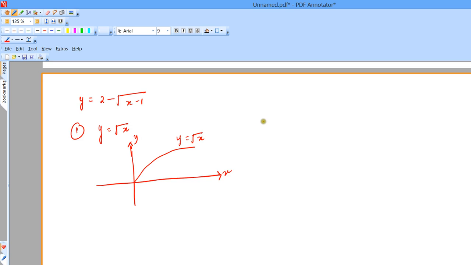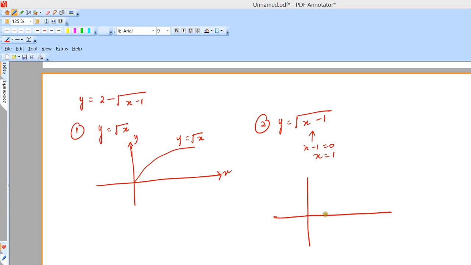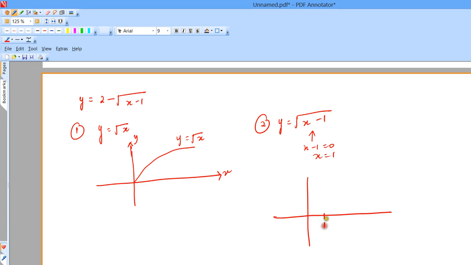Okay, next graph, y equal to square root of (x minus 1). For this graph, we need to shift the graph 1 unit to the right. Why 1 unit? So x minus 1 equal to 0, x equal to 1. This is 1. X and y axes, equal to square root of (x minus 1).